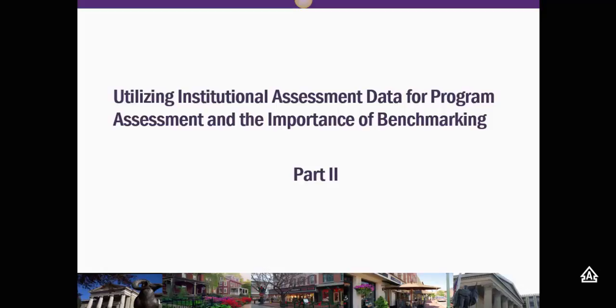Part 2 of this presentation is going to talk about, now that you have a better understanding of the foundational background of the importance of programmatic assessment data at the institutional level, how to then take that knowledge and apply it to an assessment plan so that you can gather your data on an annual basis to demonstrate program outcomes, and also look at ways to consider how to benchmark that data against other institutions or against yourself.